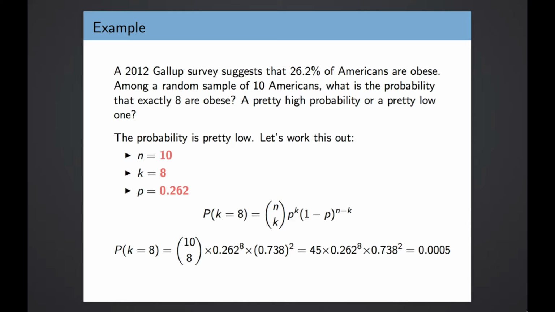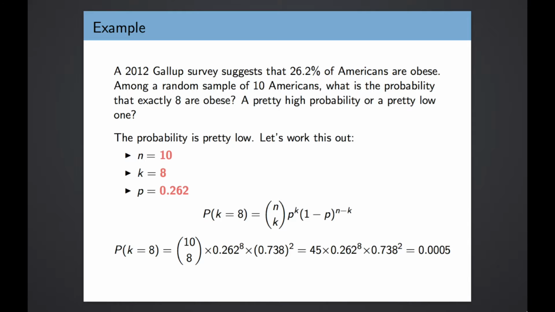So let's use the formula that we looked at on the previous slide to find the probability that k is equal to 8 in this distribution. That probability formula is n choose k times p to the k times 1 minus p to the n minus k.